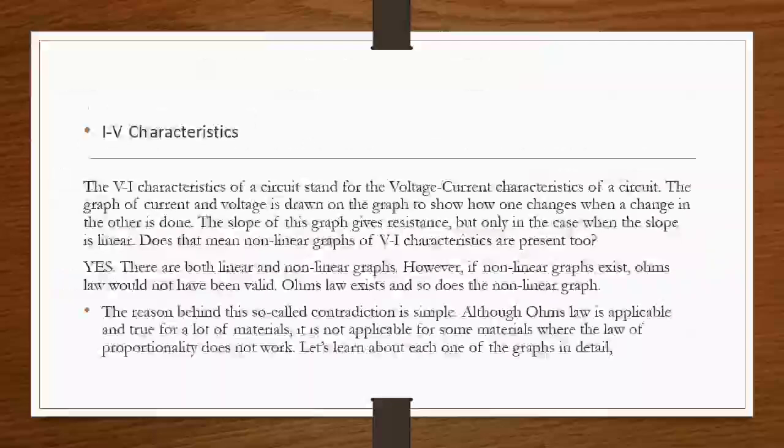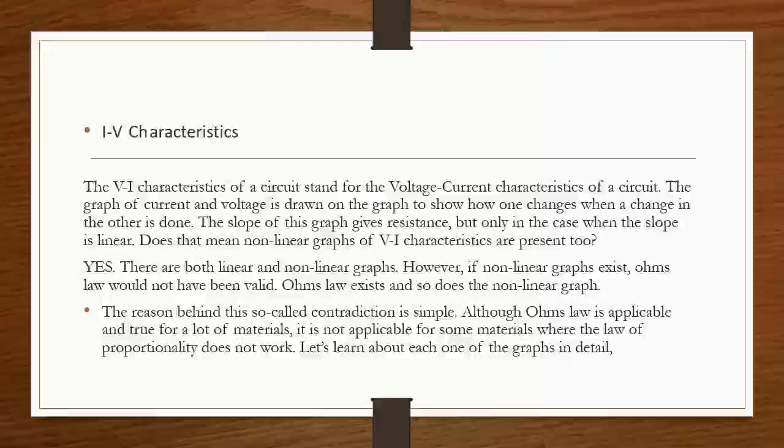Now, the voltage and current characteristics. The VI characteristics of a circuit stand for its voltage-current characteristics. The graph of current and voltage is drawn to show how one changes when the other is changed. This means if voltage changes, the current also changes, and if current changes, the voltage changes. Voltage and current are directly proportional to each other.